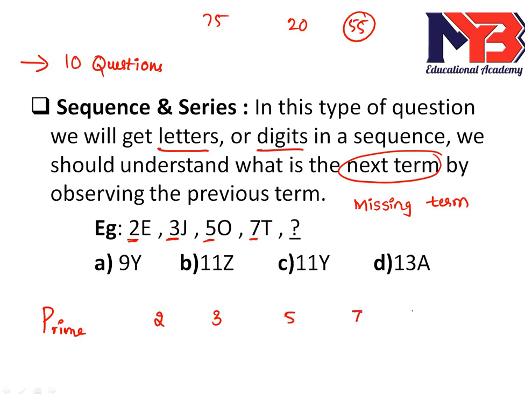And what is the next prime number? The next prime number is not 9. 9 is a multiple of 3. The next prime number is going to be 11. That means my answer choice should start with 11 here.